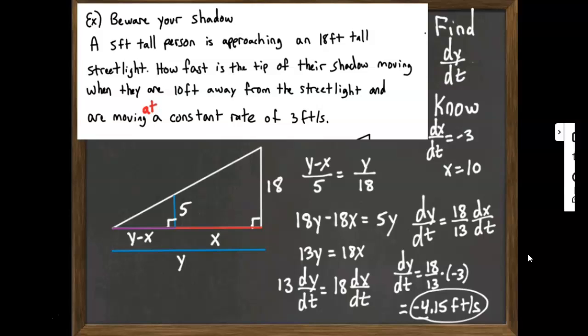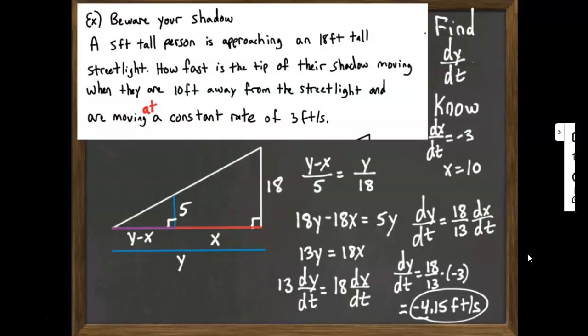Now, a bit of good news. If you actually make it to the street light, the shadow's gone. Because the reason the shadow is moving faster is as you get closer to the street light, the shadow is shrinking. So the shadow's actually moving the same rate as you are, but it's also shrinking, in this case, at a rate of 1.15 feet per second. It's getting smaller as we continue to go towards that street light.